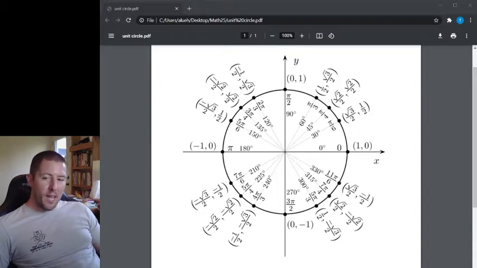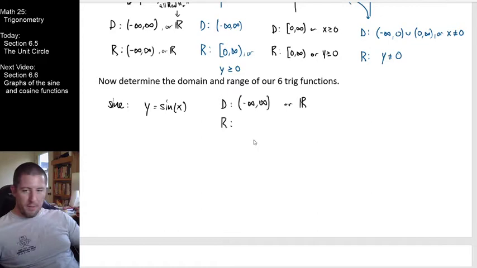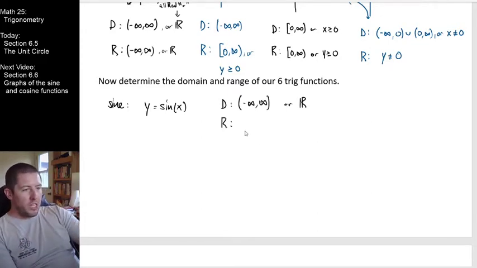That would say a leg was longer than a hypotenuse, and it's not physically possible in geometry. Like, you can't draw that. There isn't one that does that. So our range here is going to be -1 to 1.